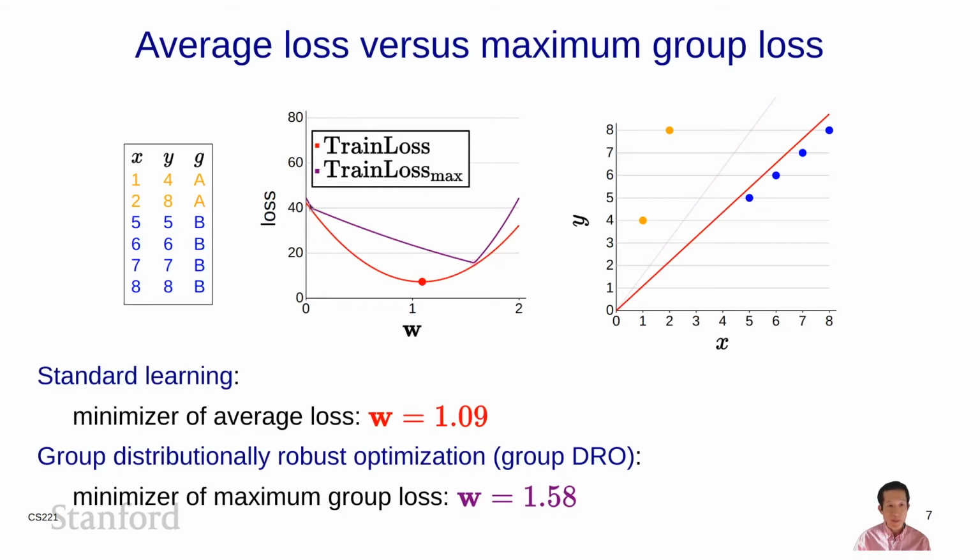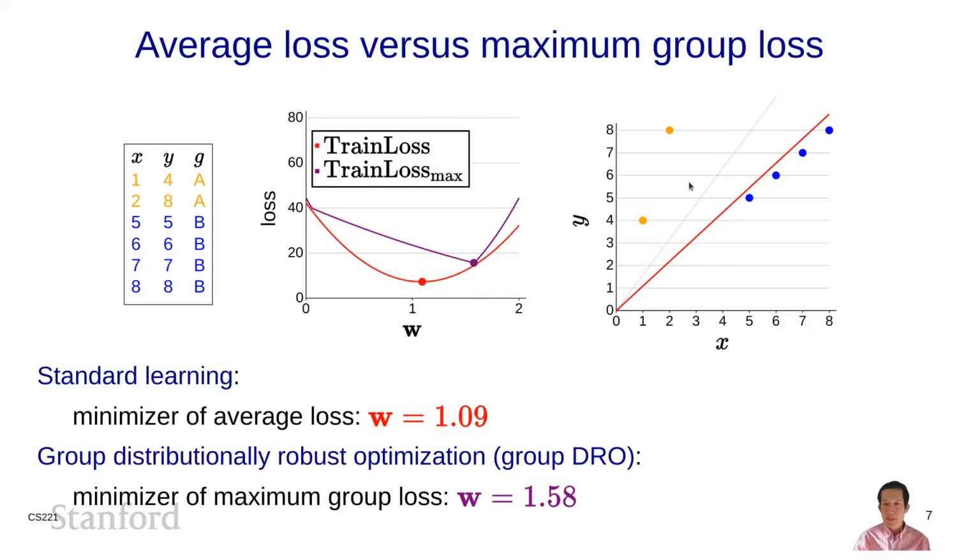So it's going to minimize this purple plot here. And what happens when you do that, you get W equals 1.58, which gets a loss of 15.69, which is better than the 20 plus that you would have gotten there. Now, of course, the average loss is worsened, because at this point the average loss on the red curve is a little bit higher. So there's a trade-off here.